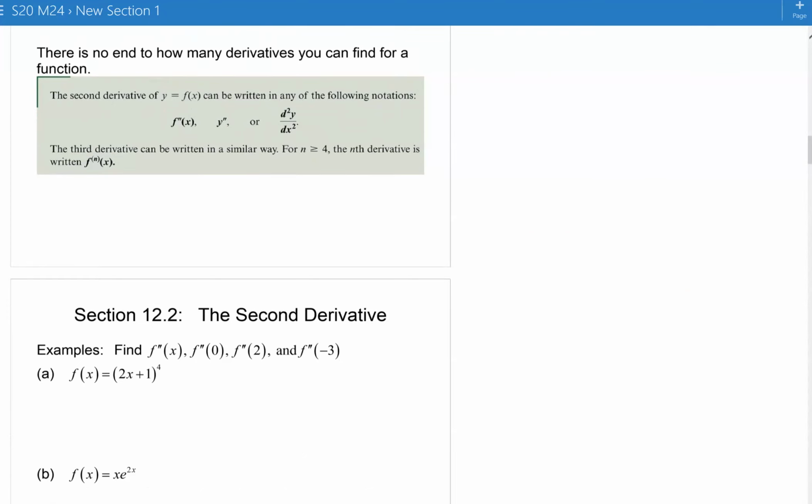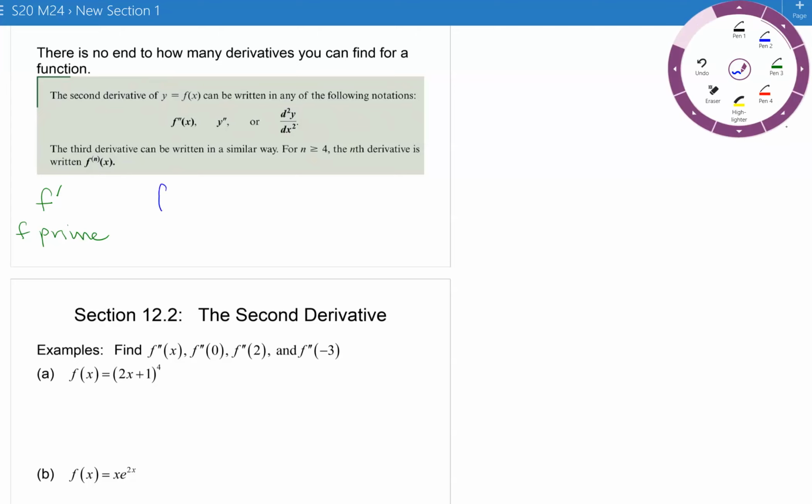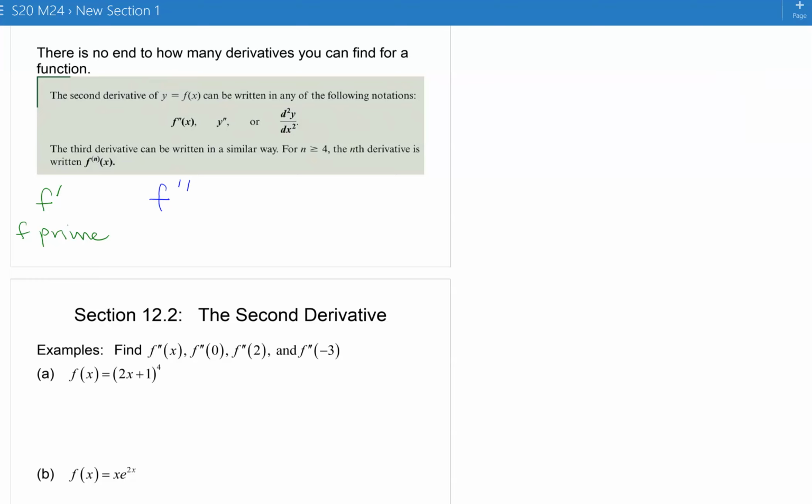Okay, so there's no end to how many derivatives you can find for a function. You can just keep taking more derivatives. But for us, the second derivative is where we will stop because it has interpretation and a meaning in an application problem. Whereas if you continue taking more derivatives, then they stop having any meaning that you can interpret. So when we write 1 prime, we say f prime. If we want to say the second derivative, we put 2 marks and we say f double prime.